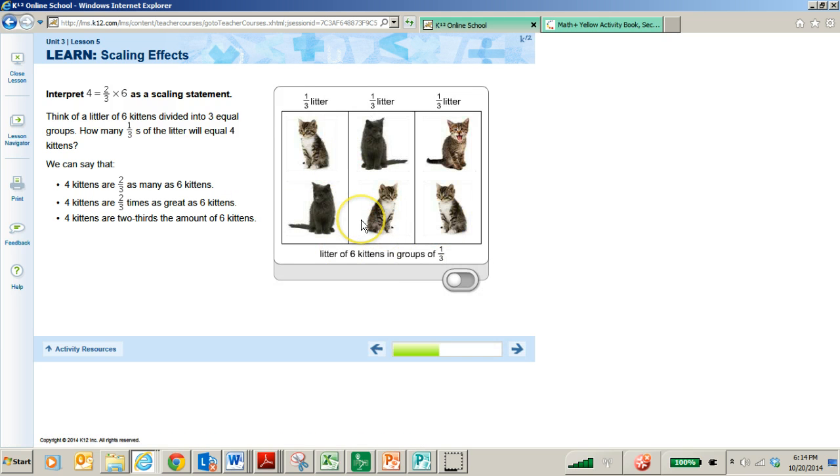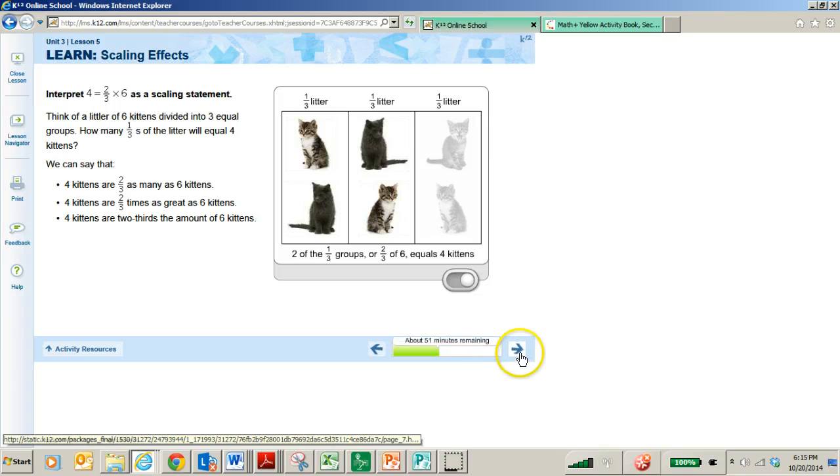When you are doing scaling increments, here we have 1/3 of a litter 3 times. It says there's a litter of 6 kittens in groups of 1/3. 2 of the 1/3 groups, or 2/3 of 6, equals 4 kittens. You can see we didn't take the entire whole because we multiplied by a fraction. So 2/3 of the group is less than the whole.